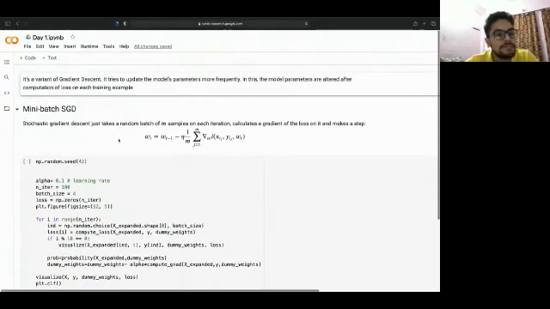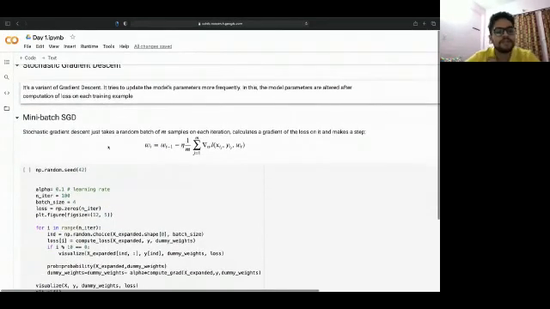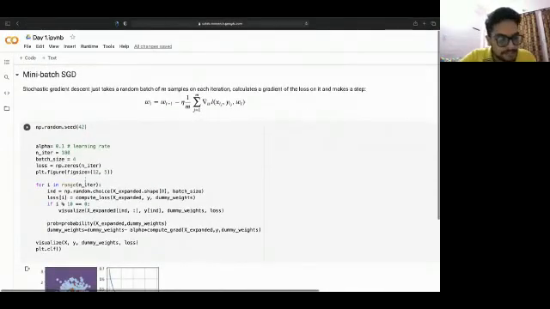The next thing is mini batch stochastic gradient descent. In stochastic gradient descent, you have one sample. Mini batch would be, you have a batch of m samples. Why go for one sample at a time? You could go for m samples at a time. And this is a simple iterative training process, where I've taken a batch size.